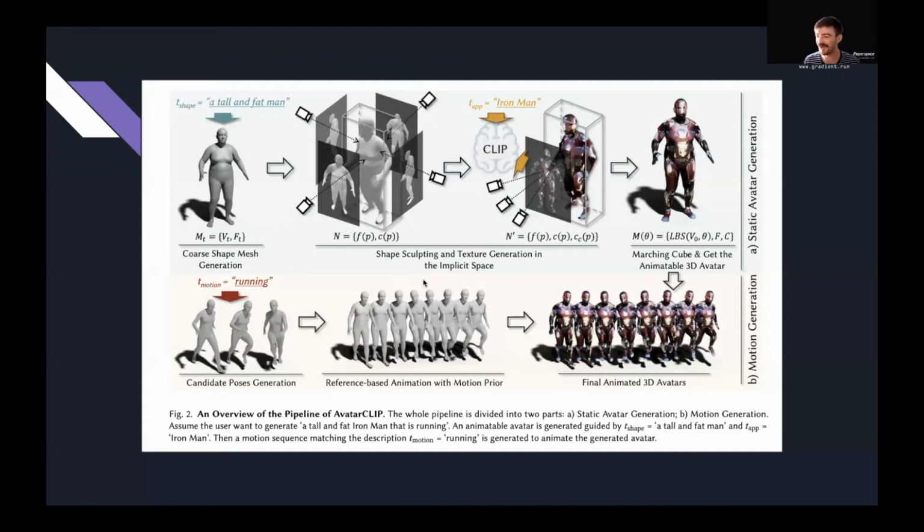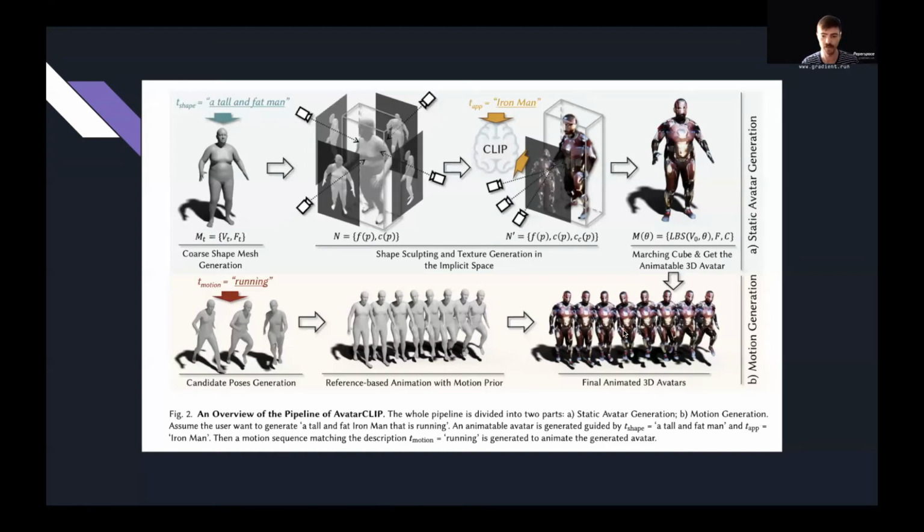Input with CLIP to generate a sequence of candidate poses from a potential codebook of poses that matches the motion described in the text T motion. Again, in this case, running. We then create a reference-based animation of a coarse avatar with the motion prior sequence. So a coarse avatar that corresponds to our coarse shape is animated, and then we apply that to our final sculpted 3D avatar to get a 3D moving, sculpted, textured shape.